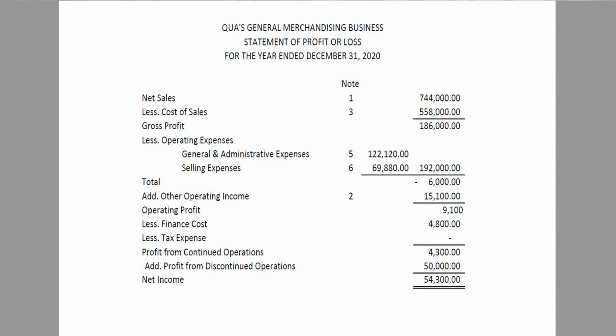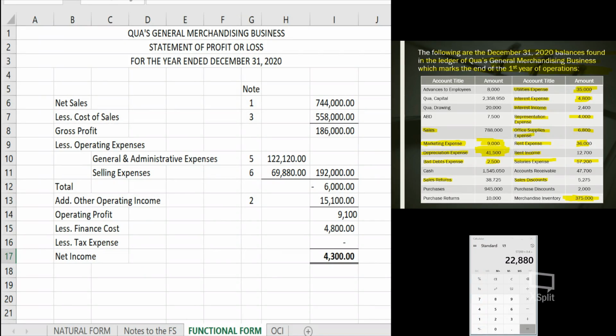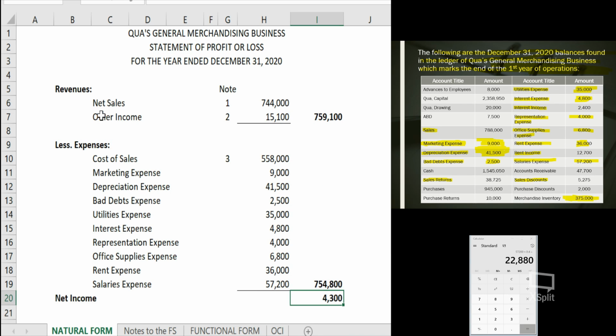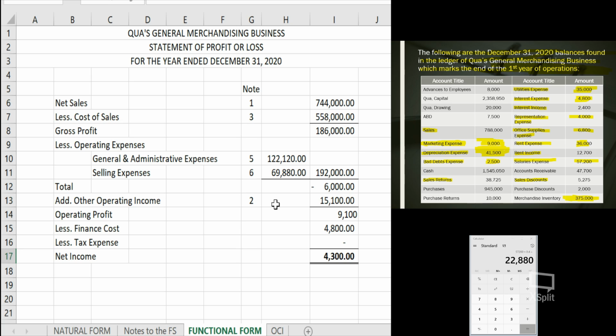Okay? So this is what your P&L statement would look like using the nature of expense method. And when using the function of expense method, it would look like this. Okay, so I think nakita nyo naman yung difference. Siyempre, mas madaling gawin yung dito sa ating natural form. Kasi we have no need to allocate. Hindi na natin kailangan i-determine kung selling ba to, G&A ba to. Wala nang ganung problema kapag natural. Kapag functional, kailangan ganun talaga.